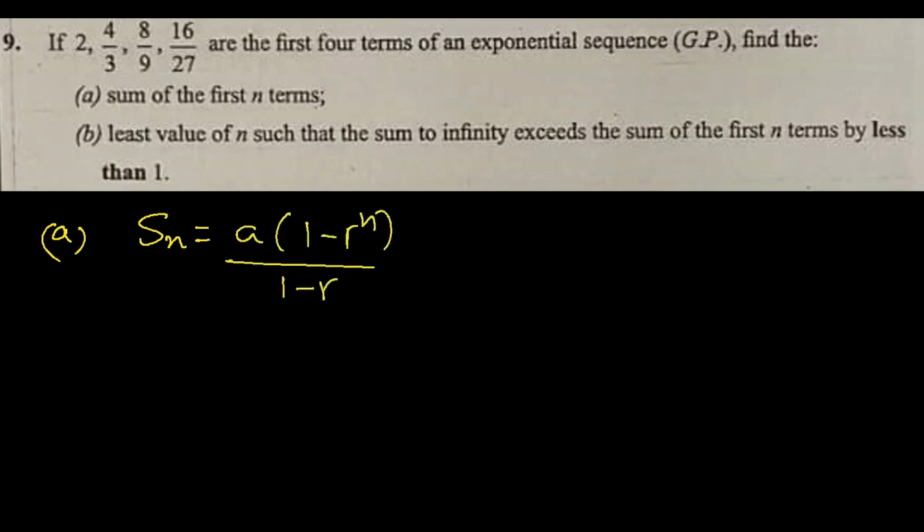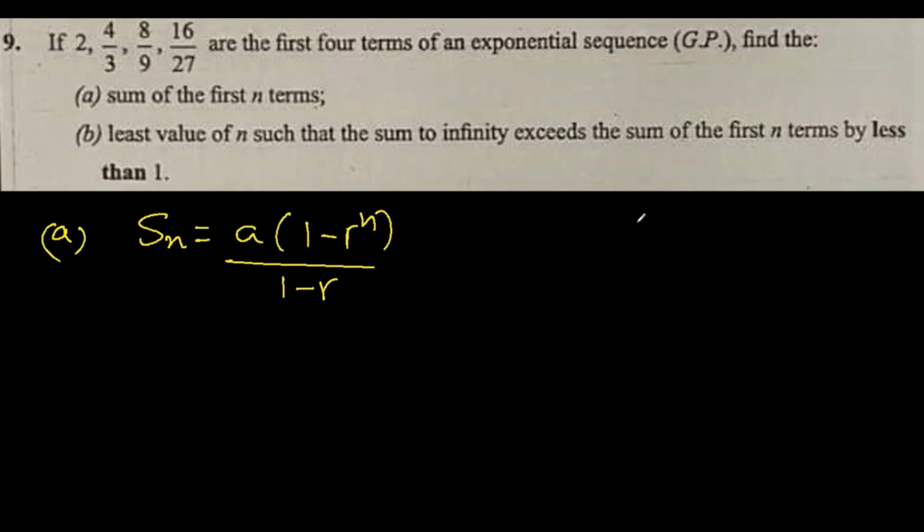In question 9, we've been given an exponential sequence, which is this one. We have to find the sum of first n terms. So let's find the sum of first n terms. The formula for that is Sn equal to a(1 minus r^n) over 1 minus r. I'm sure that r will be less than 1. That's why I wrote 1 minus r to the power n. Otherwise, I could have written r to the power n minus 1. Why? Because later they're asking about sum to infinity. So that means r is less than 1.